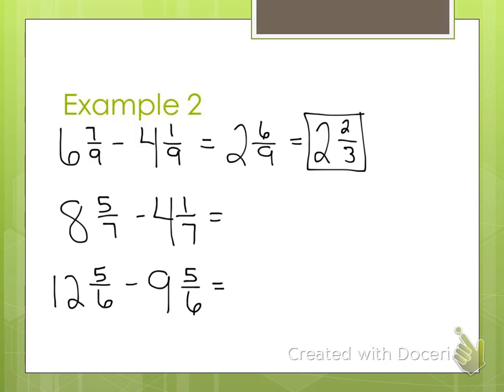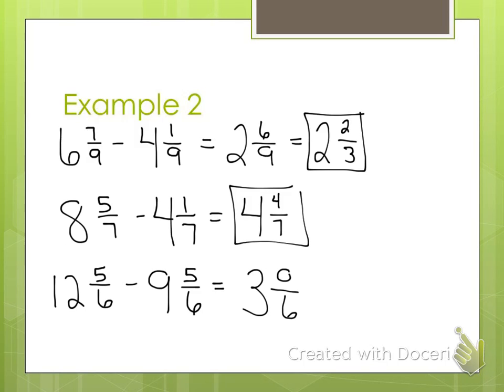All right, so 8 and 5/7 minus 4 and 1/7 is? 4 and 4/7. Very good. 12 and 5/6 minus 9 and 5/6? 3. 3 and 0 over 6? No. Okay, because 5 minus 5 is 0, 0 over 6 cancels out. So don't write a fraction. It's just going to be 3. Okay, who got those right? Anybody get both of those right? All right, good job.